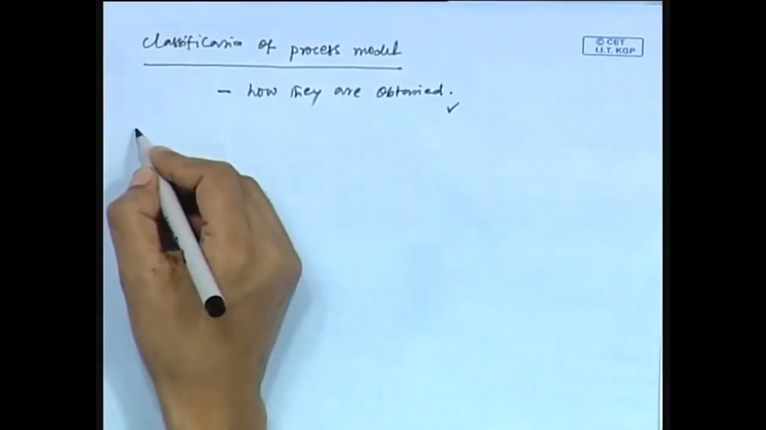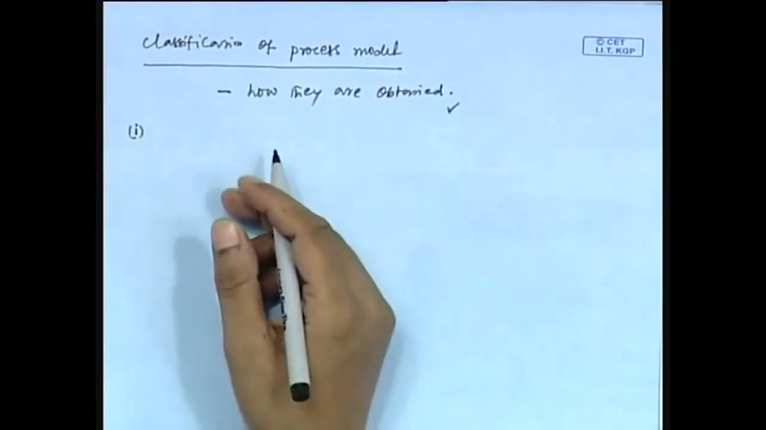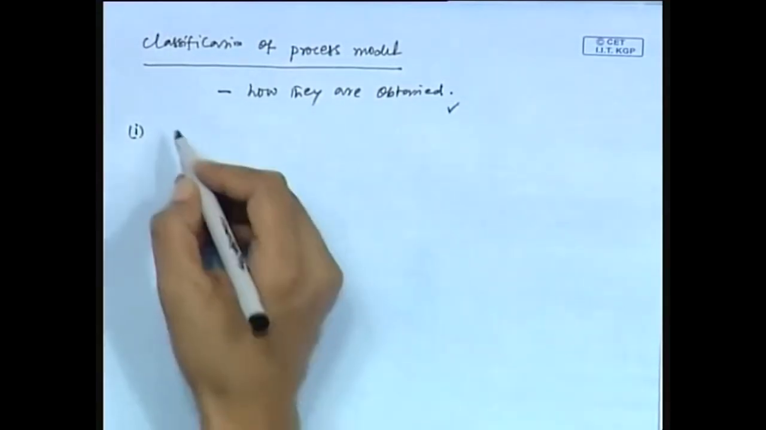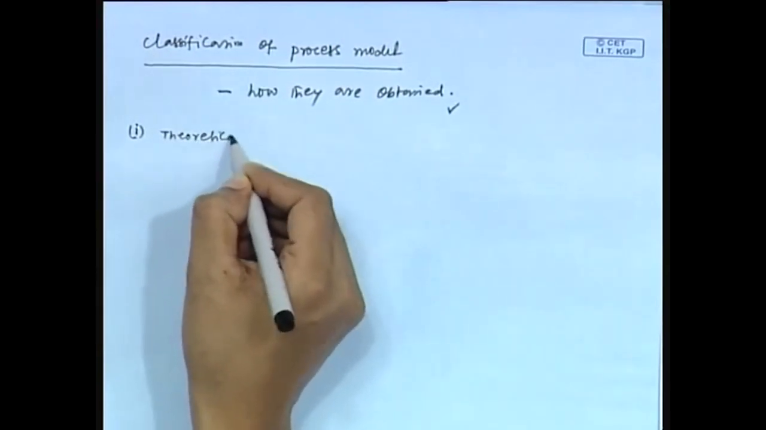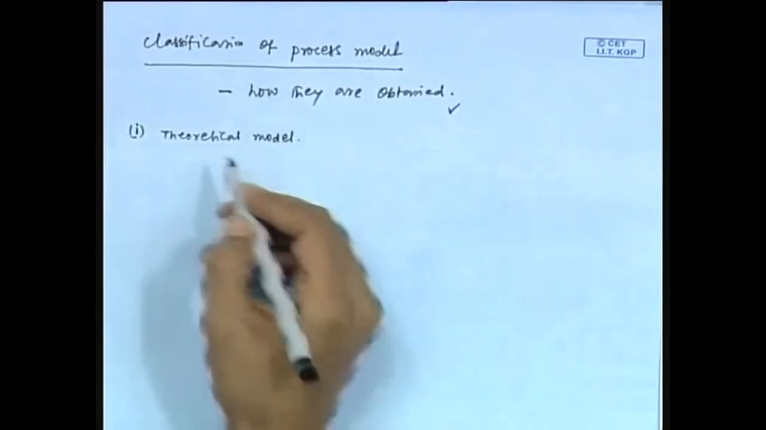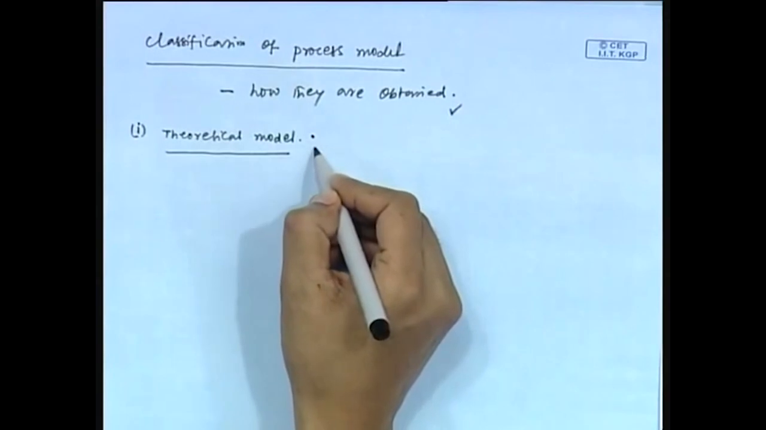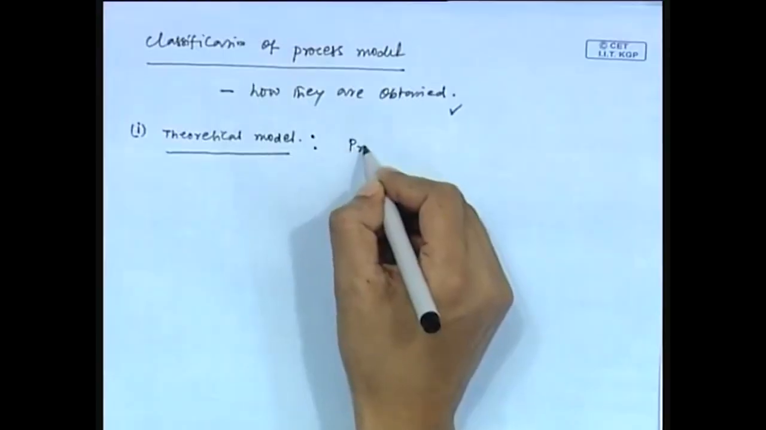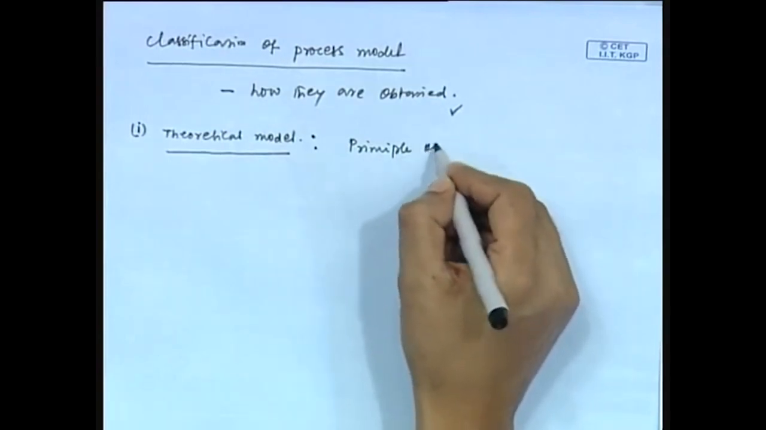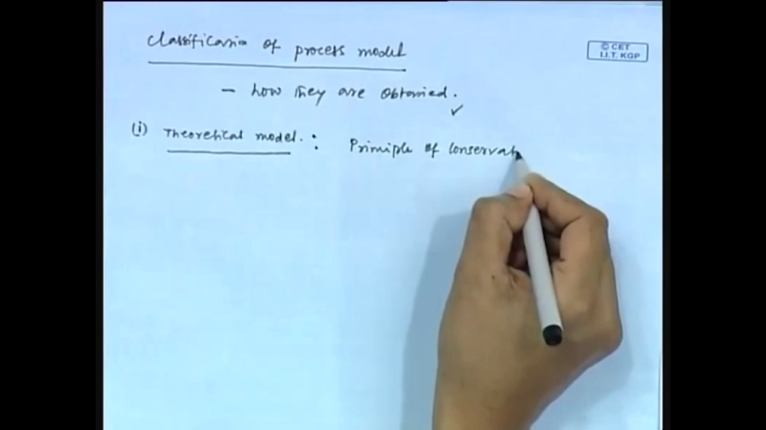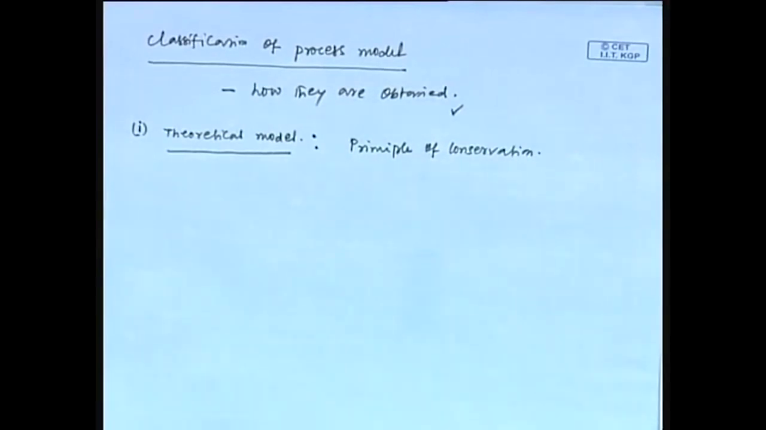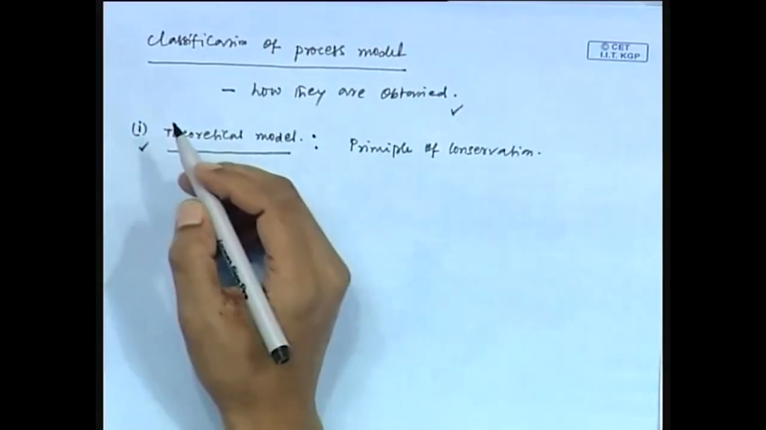Fine. There are three different models. I mean, we can classify in three different ways. First one is theoretical model. The theoretical model is basically developed based on principles of conservation. Fine. So, first type of model, that is theoretical model, and this model is developed on the principle of conservation. I think you know the principle of conservation, like mass conservation, energy conservation, momentum conservation.